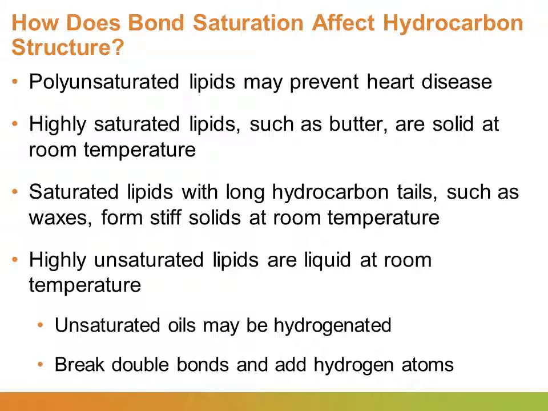So it says here highly unsaturated lipids are liquid at room temperature. And I'm thinking of corn oil, olive oil, safflower oil. They're all unsaturated because they have double bonds. In other words, they're not saturated with hydrogen. And so therefore they're less dense at room temperature and they present themselves in the liquid form.